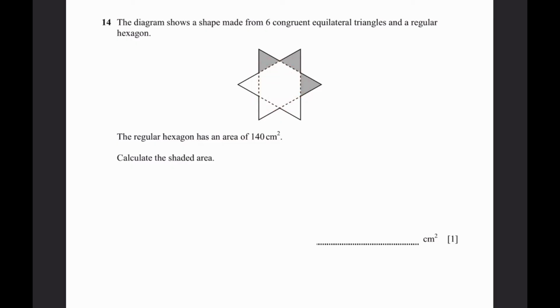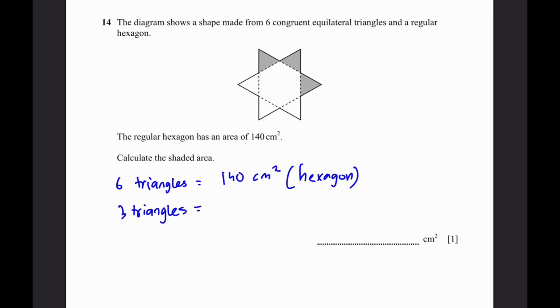So instead of having the area of 6 equilateral triangles, which is the hexagon, which is 140 centimeters squared, we need the shaded area, which is only 3 equilateral triangles. So 6 equilateral triangles area will be 140 centimeters squared, which is the hexagon. Now 3 triangles will be, because 3 is 6 divided by 2, we have to divide this side also by 2, 140 by 2, which is 70 centimeters squared, to get our answer. Let's go to question 15.